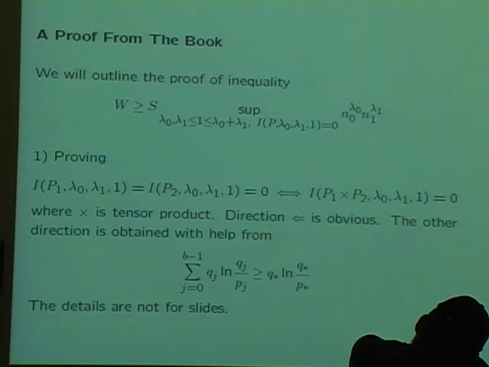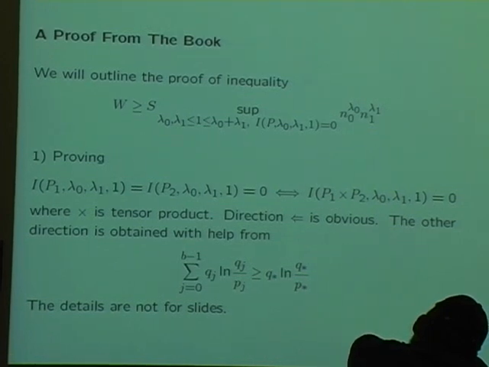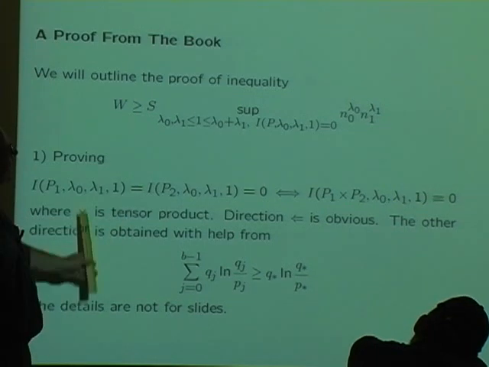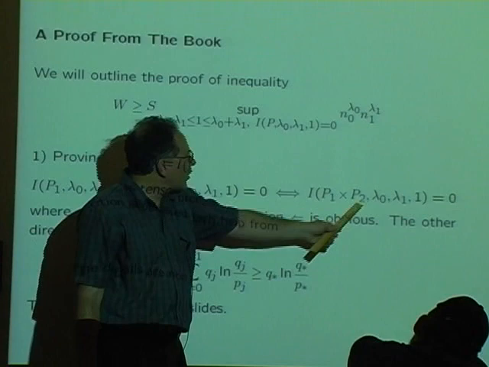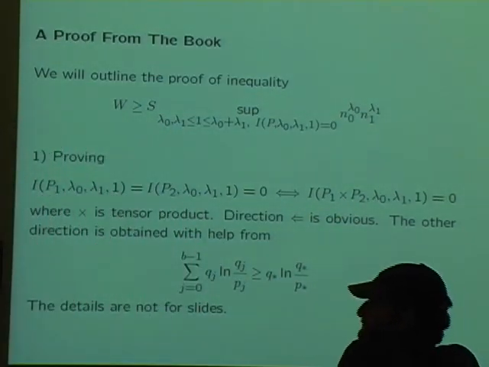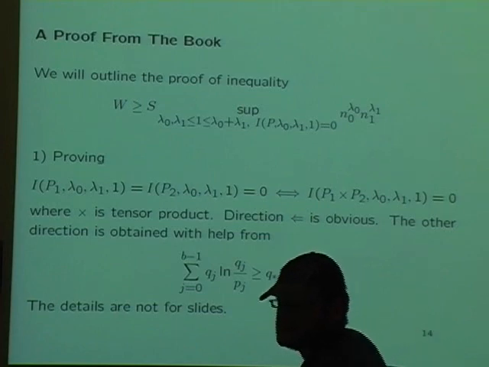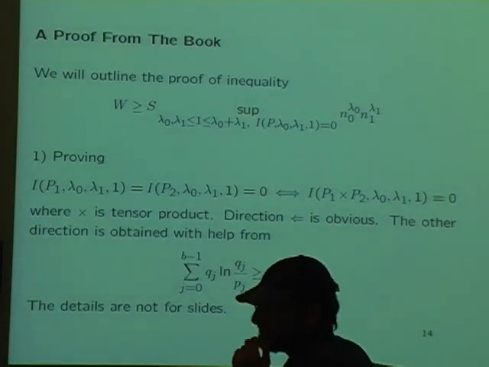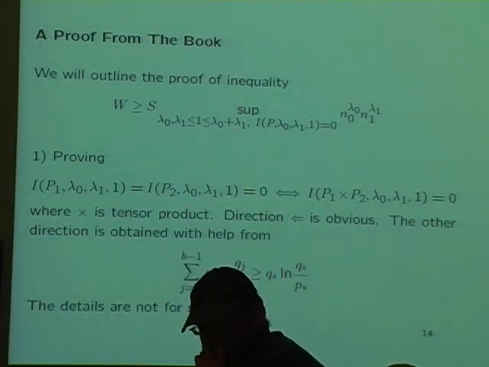As for how such an inequality is proven, the crucial step is showing that if the information function is 0 for 2 matrices, then it is also 0 on their tensor product. This involves working through some inequalities. None of them is complicated, but there are several of them. So this is not something to present here.